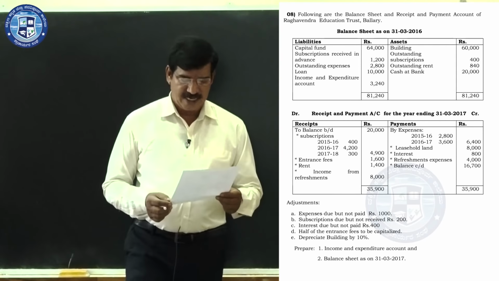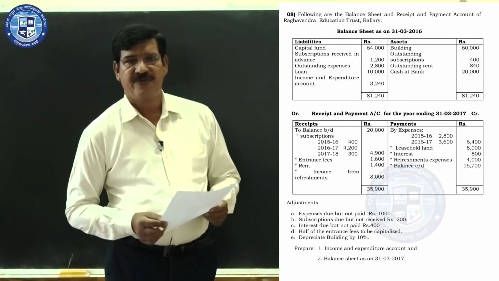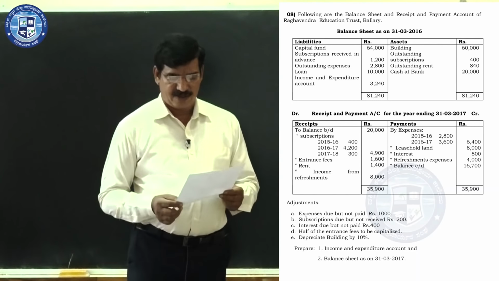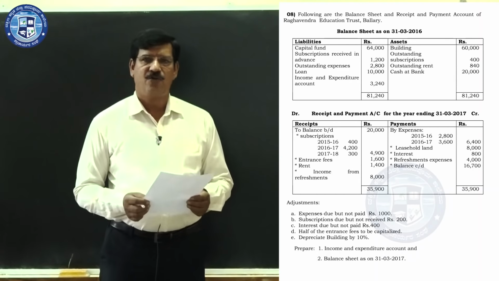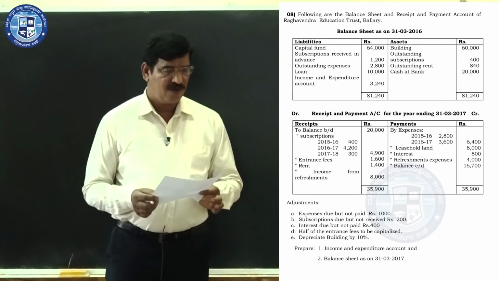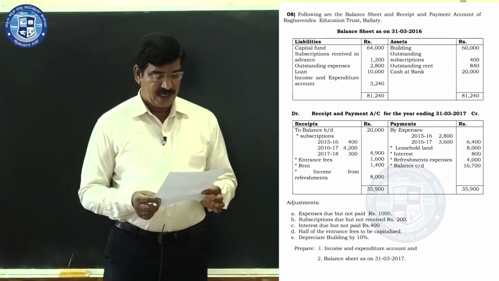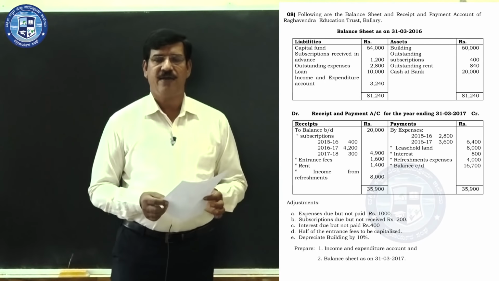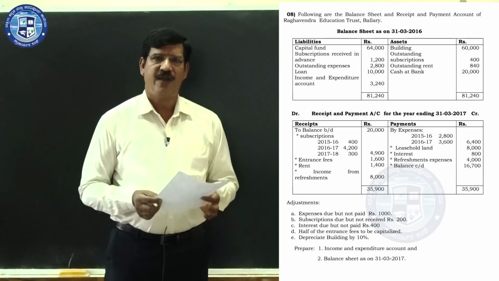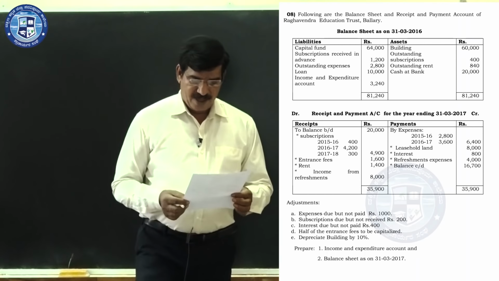Let's go to the right hand side. By expenses 2015-16, 2,800 is given. It is the amount relating to the previous year. It has already been entered in the opening balance sheet, where outstanding expenses of 2,800 is given. So the effect has been already made. We need not write them again.